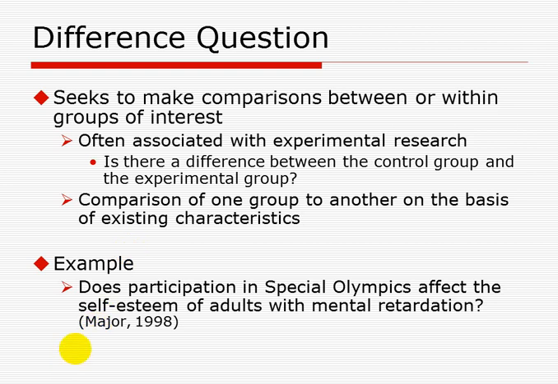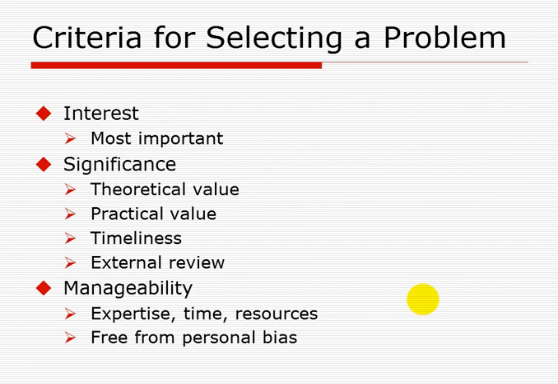You can see the example here. Does participation in Special Olympics affect the self-esteem of adults with mental retardation? That is Major, 1998. So you can see the effects. The researcher wants to compare the self-esteem of adults with mental retardation in the Special Olympics games.